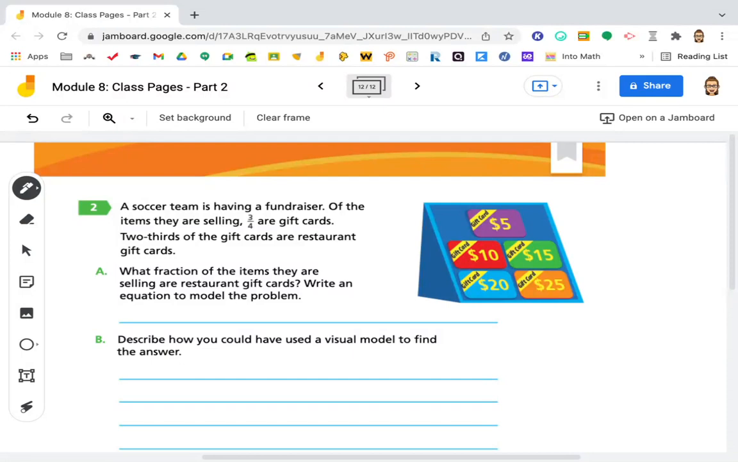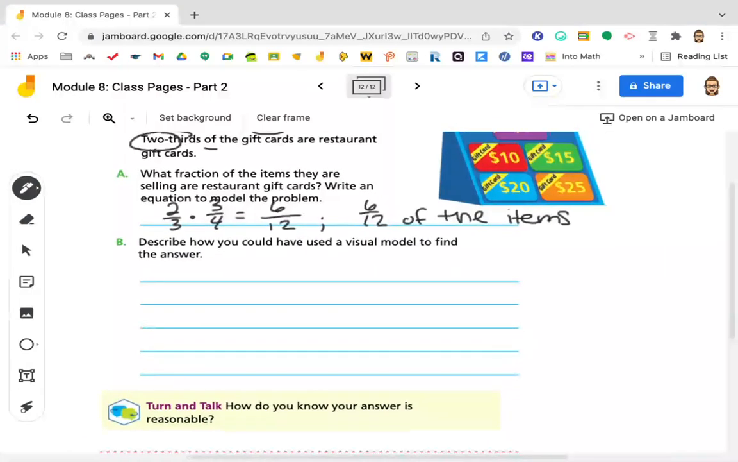So we have 3/4 and we have 2/3, and we want 2/3 of 3/4, so we're going to do 2/3 times 3/4, and we're going to multiply straight across. So 2 times 3 is 6, 3 times 4 is 12. So we get an answer of 6/12 of the items. And it says describe how you could have used a visual model to find the answer.